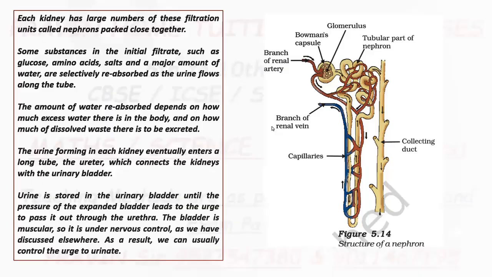The urine forming in each kidney eventually enters a long tube, the ureter, which connects the kidney with the urinary bladder. In the urinary bladder, all the urine is stored until it is passed through the urethra. The bladder is muscular, so it is under the control of the nervous system. Because of this, we can usually control the urge to urinate.